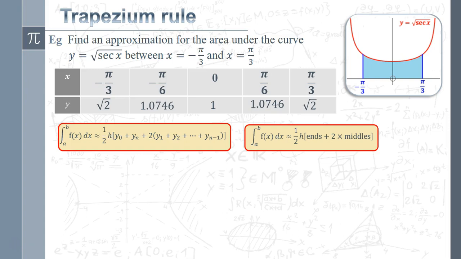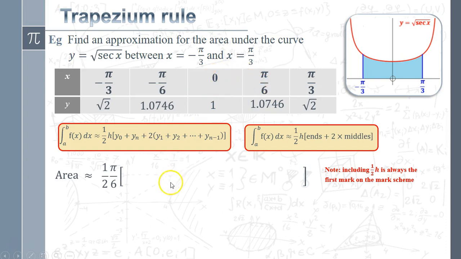Again, it's given in the formula booklet, this version here. I say I prefer to think about this one here, half h times the ends plus 2 times the middles. So off we go. Let's start off with half times h, and in the mark scheme there's always a first independent mark for putting that bit in. We can see very clearly from the table, rather than needing the formula to work it out, that the width of our first strip, or all our strips, is just pi over 6. So that's what I was saying earlier about it just being a bit obvious.